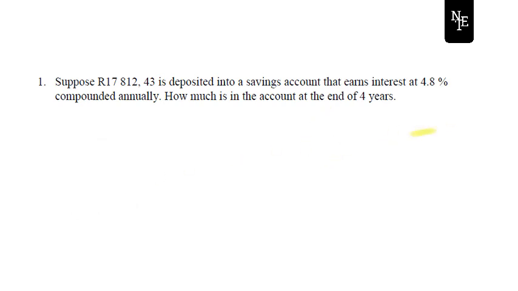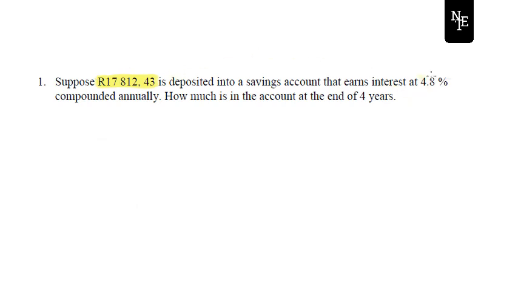So in this example, we are saying that suppose someone has 17,812 rand and 43 cents. So, an oddly specific number, but we'll go with it. They take this amount of money and deposit it into a savings account that earns interest at 4.8% compounded annually, which means that they earn their interest once every year. Now we want to know how much is going to be in the account at the end of 4 years.